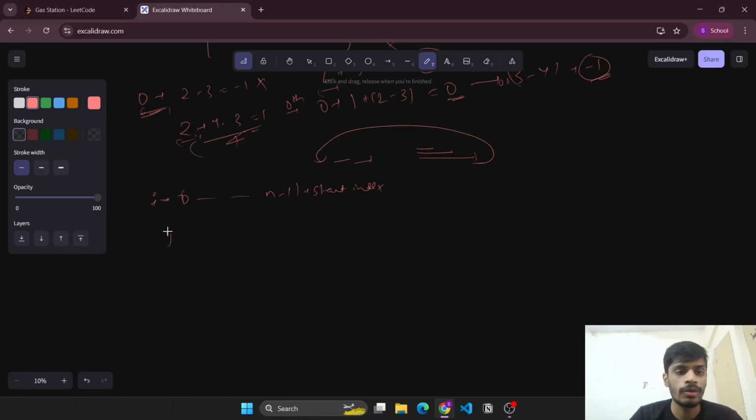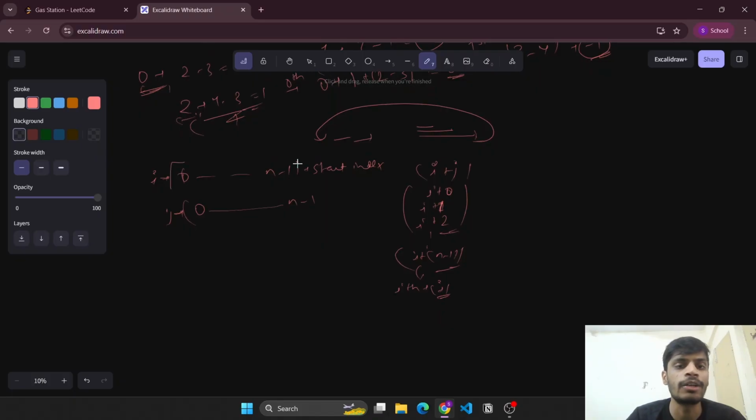Okay, so we run a loop for j for how many steps? From 0 till n minus 1. The index will be i plus j. So i plus 0, then i plus 1, then i plus 2, these are the stations at which we will have the gases available and the cost required. So we'll do this till i plus n minus 1. So these many stations we need to go, such that after this i plus n will be the ith index only. Hence we iterate through all the possibilities of the starting index.